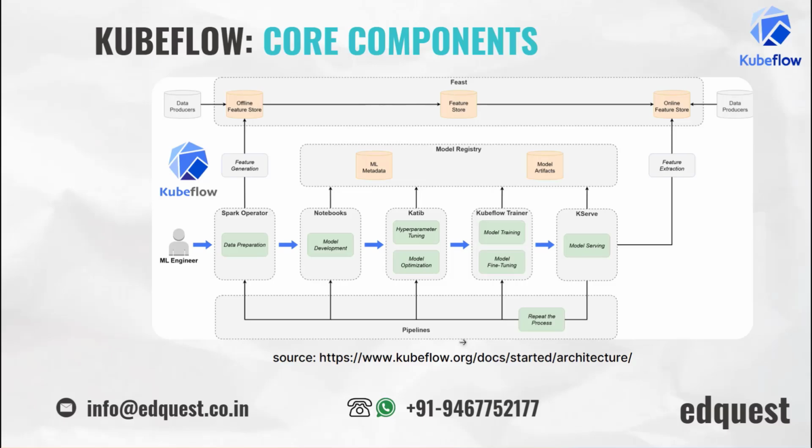Feature store and a model registry. Behind the scenes, we also have important supporting tools. The feature store, powered by Feast, which manages both offline and online features for training and serving. The model registry, which stores model artifacts and metadata for tracking versions, lineage, and reproducibility.